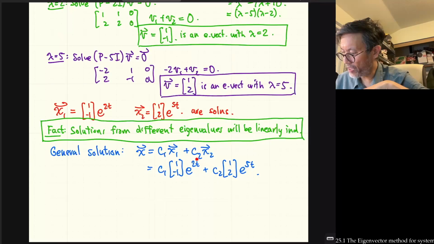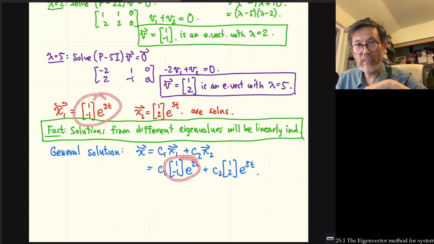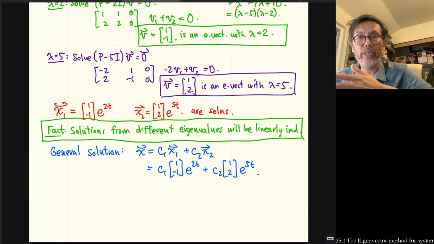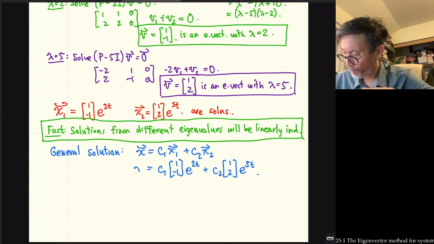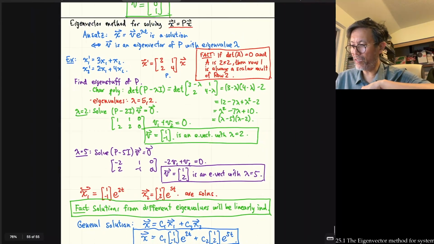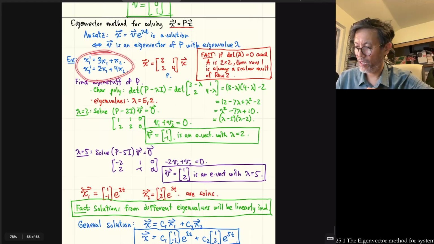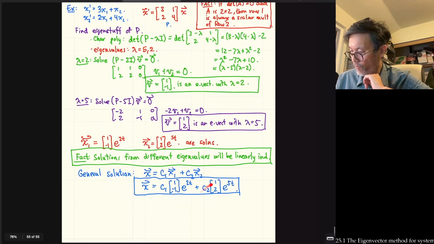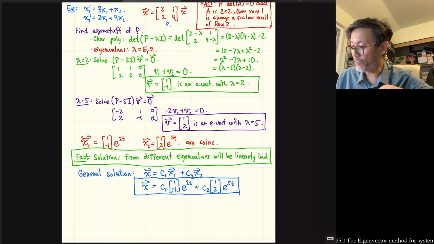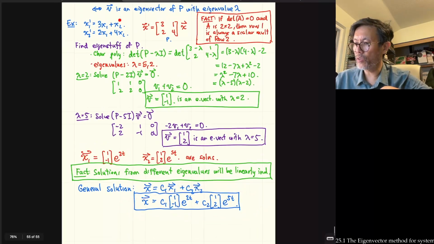You see what I've done? All I've done is transported this x1 to here, and I've transported this x2 to right here. Okay? And then I put c1 and c2 in front of it because I need a general superposition. What I'm saying, and I'm right, is that every solution to this system right here is given by this expression for some choice of c1 and c2. And vice versa. Every choice of c1 and c2 gives rise to a solution to this system here. Do you believe it?